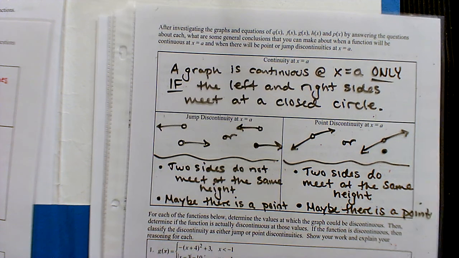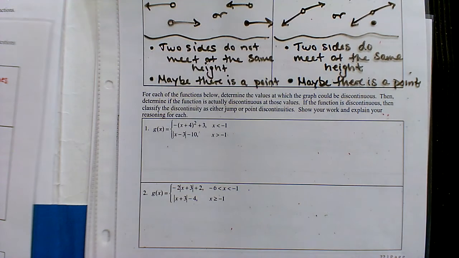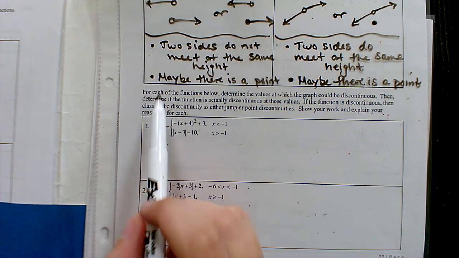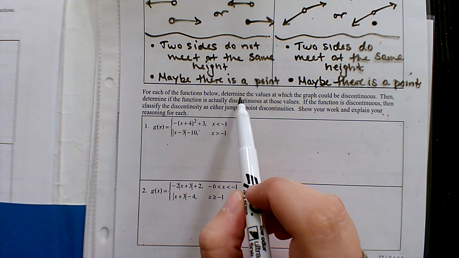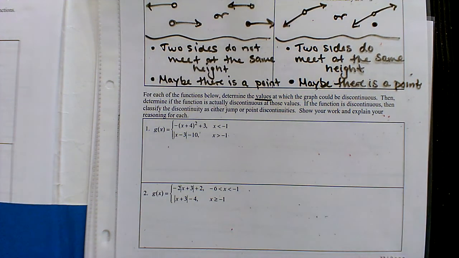Okay, we're going to amp it up though, because if you take a look at the next example, notice how there's no graph. Okay, so no more picture. We're just going to have to go off the equations. Okay, so let's take a look at this first. For each of the functions below, determine the value or values at which the graph could be discontinuous. So can we figure out, based off this equation, where that special location is where a jump or a hole might be? What do you think? How'd you know?